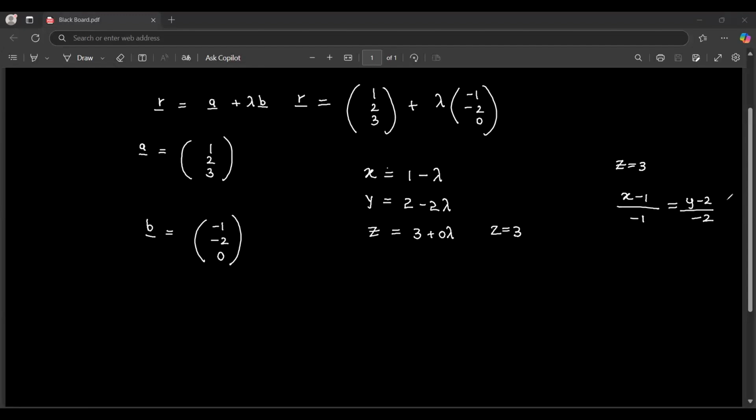Okay, that's it. This is what we have to learn about the vector equation of a line and parametric equations of a line and Cartesian equations of a straight line.